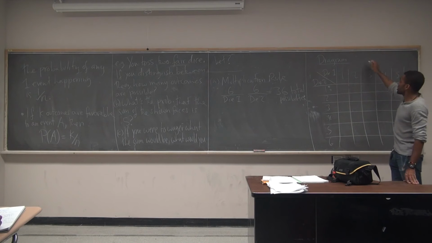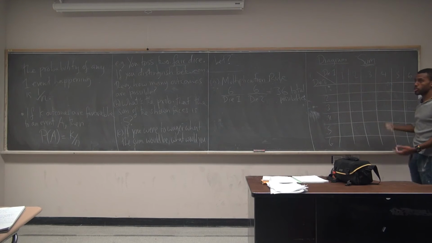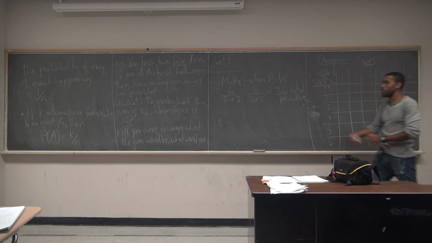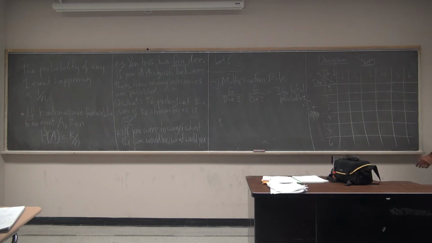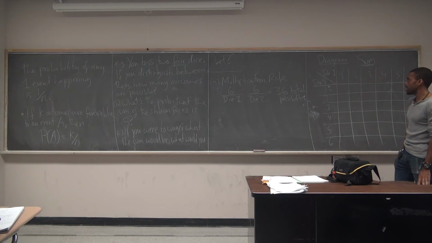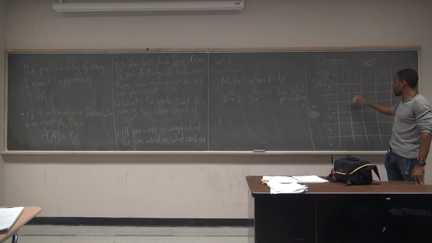Now let's say I'm using this table to give me the sum, right? Which I could ask you other things. I could ask you, what about the difference? What about the product? You can make a table for that. So here if I'm looking at the sum of the dice, what am I going to get? Well, in this situation, if die 1 is a 1 and this is a 1, the sum is 2, right? And I can go through and fill these up.